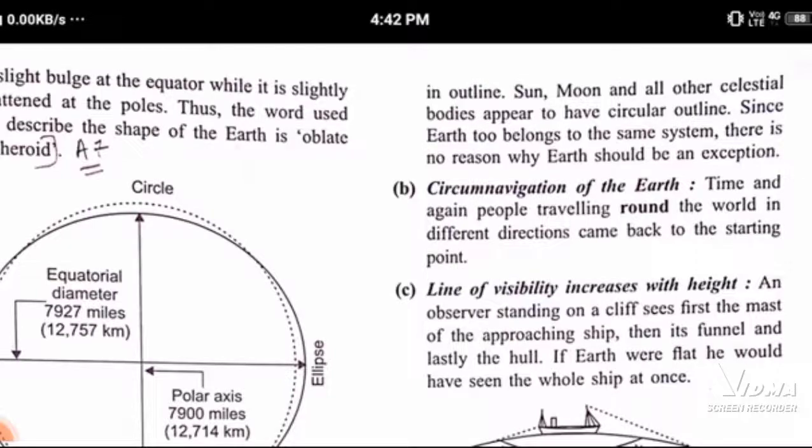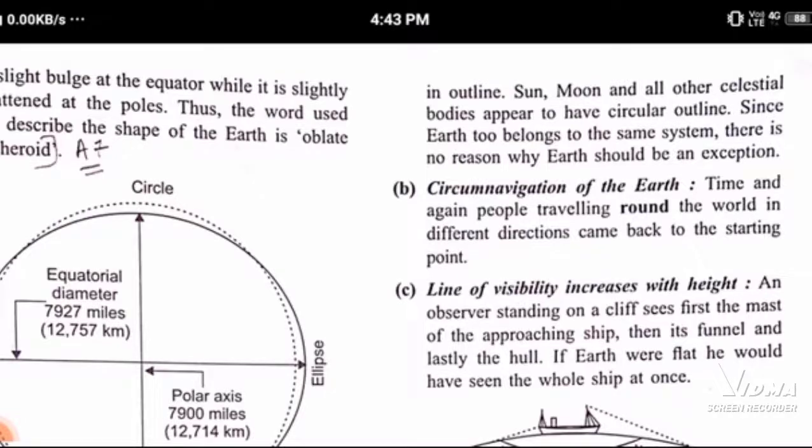Circumnavigation of the Earth. Time and again, people traveling around the world in different directions came back to the starting point. Like if we start a voyage from India, make a journey around the whole world, and come back to the same position, that is India. People started from a point and reached the same point after traveling around the world. That is circumnavigation.